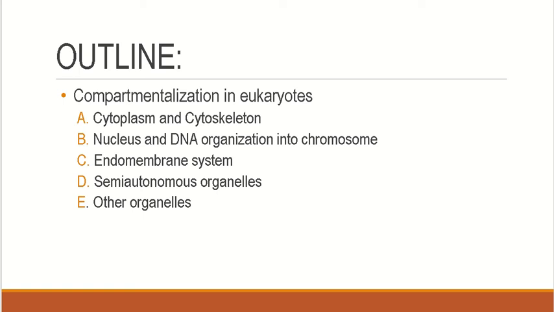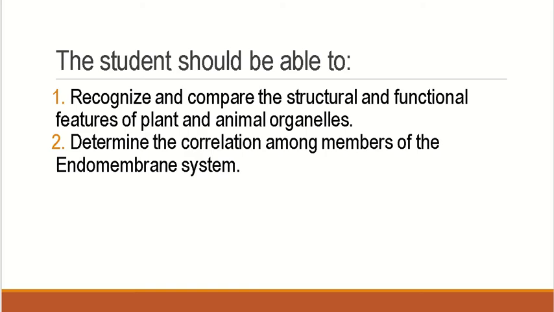And then as we progress, we are going to talk in detail about the different cellular structures such as the cytoplasm, cytoskeleton, the nucleus, the contents of the nucleus, organelles of the endomembrane system, those who are semi-autonomous, and other organelles as well. Now at the end of the video lecture, we are expecting our students to recognize and compare the structural and functional features of plant and animal organelles, and also to determine the correlation among members of the endomembrane system.